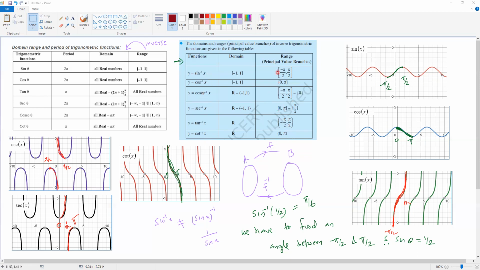So just remember, अभी आप पूरा theory भूल जाओ, nothing, no issue at all. Just remember these principal value branches. Clear? That is the most important thing we have to know.